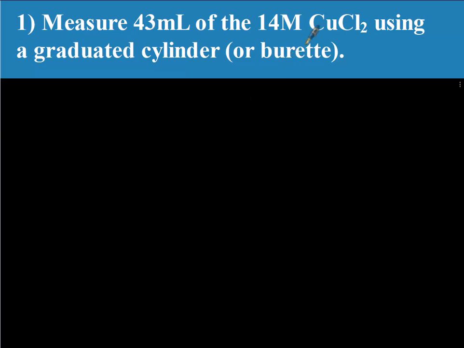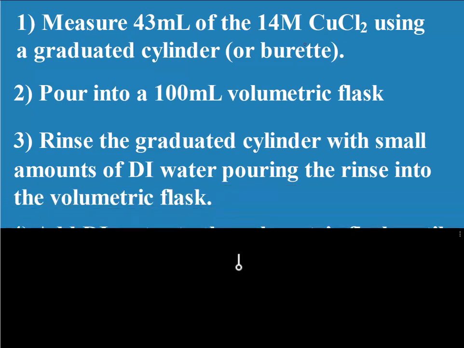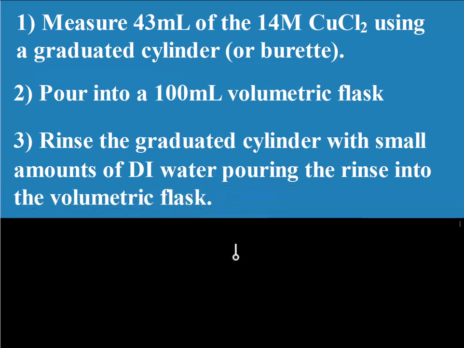Then, this is already a solution, so I don't need to dissolve it. I can pour it directly into the volumetric flask. In this case, I'm making 100 milliliters, so I need a 100 milliliter volumetric flask. Then the best practice would be to rinse the graduated cylinder with small amounts of DI water, pouring the rinse into the volumetric flask, making sure that I got all of the copper chloride in my volumetric flask.